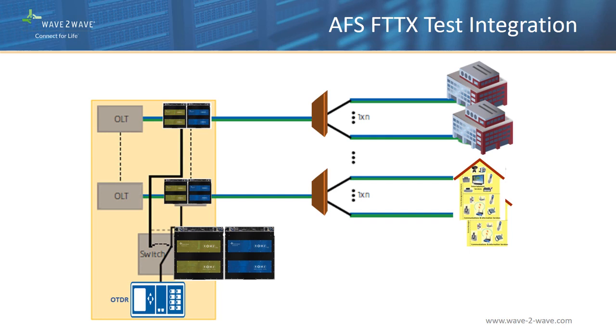Opex savings can also result from testing multiple PONs with the same OTDR using an AFS to select the PON to be tested at the CO. This approach enables a single OTDR to handle testing for an entire CO. New fibers being installed can be connected to an OTDR or light source in the CO.